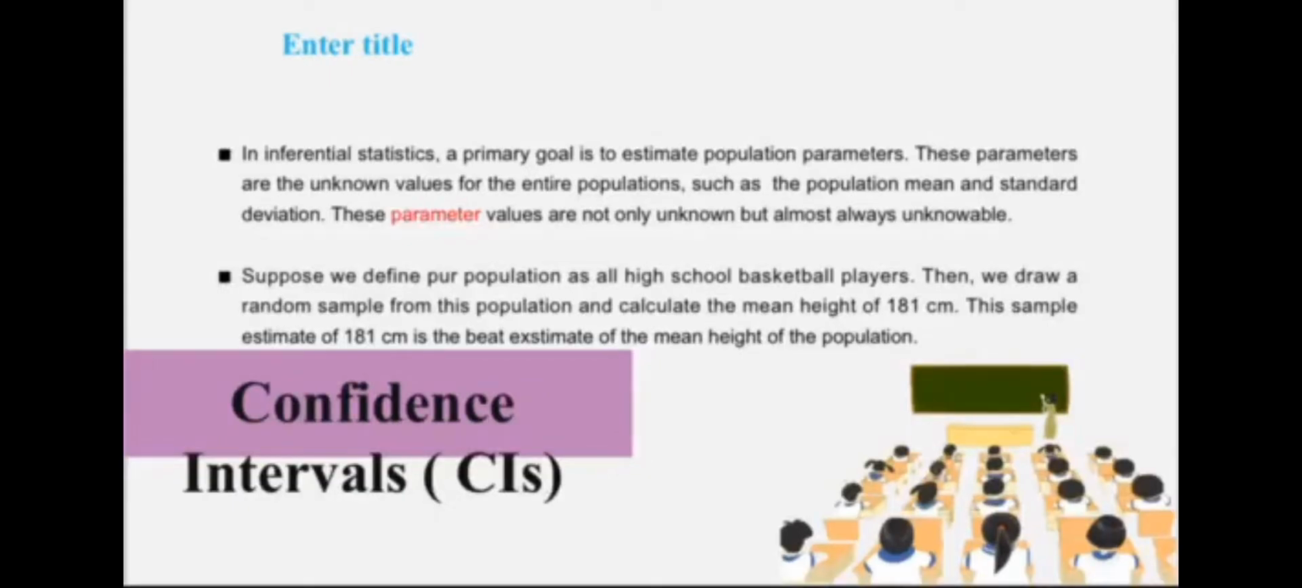In inferential statistics, a primary goal is to estimate population parameters. These parameters are the unknown values for the entire populations, such as the population mean and the standard deviation. These parameter values are not only unknown but almost always unknowable.